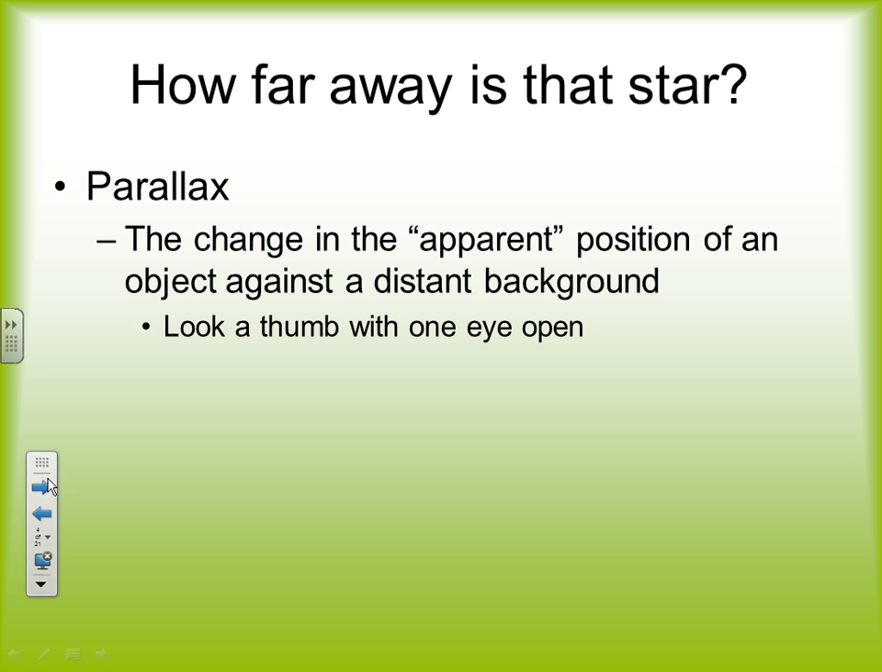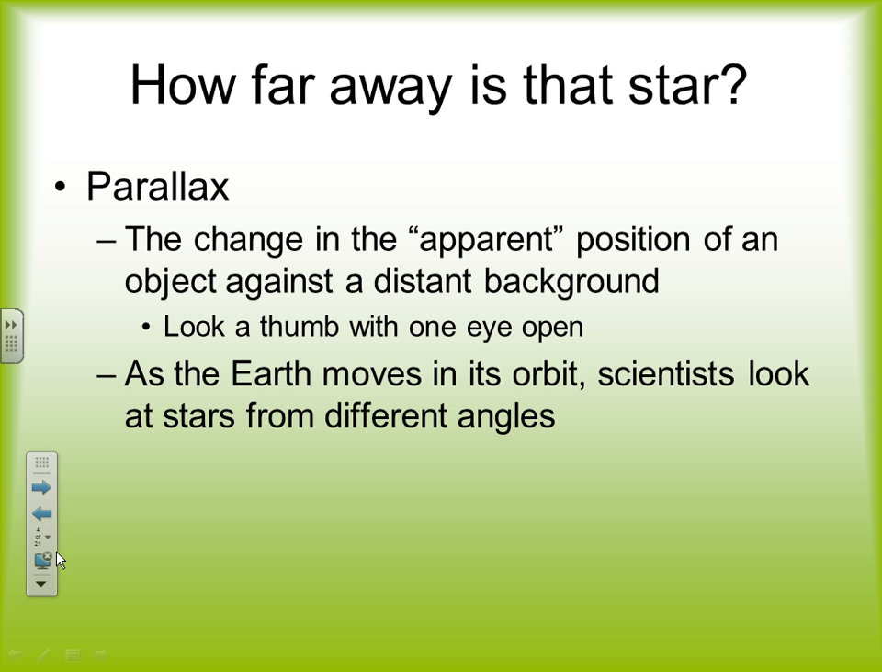Where we look at the stars from determines where they show up, just like where your thumb appears depends on which eye you look out of. As far as stars go, as the Earth moves in its orbit, scientists look at stars from different angles. Because sometimes we're on one side of the sun, and sometimes we're on the other side of the sun. And that means we look at stars from different positions, and that causes them to appear to be in different places in the sky at certain parts of the year versus other parts of the year.